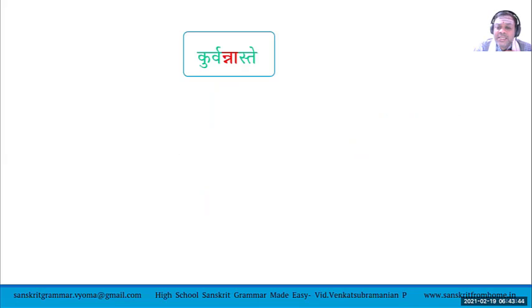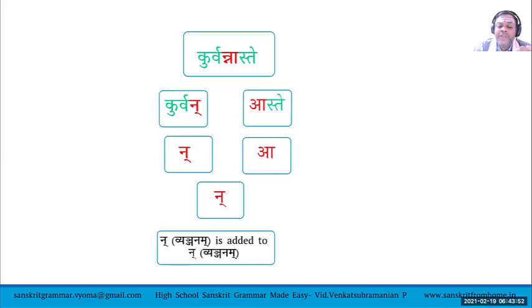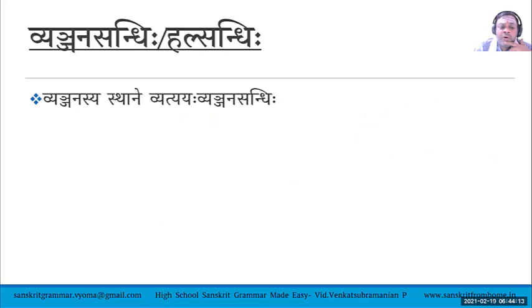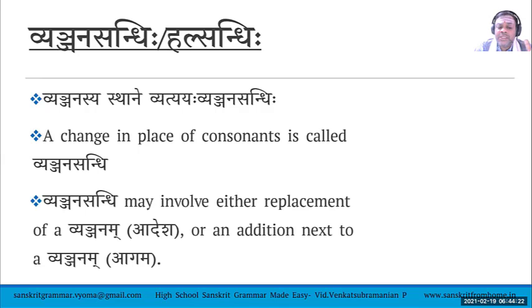Similarly, if you come to Kurvan Aste, you have the nakara and the akara, where an N vyanjana is added to the existing vyanjana. So it is an agama kind of a change that is happening. An extra vyanjana is getting added. So Kurvan Naste, and it is an agama karya. Here you see vyanjanasya sthane. A change in the place of consonants is called vyanjana sandhi. Vyanjana sandhi may involve either replacement, adesha, or agama.